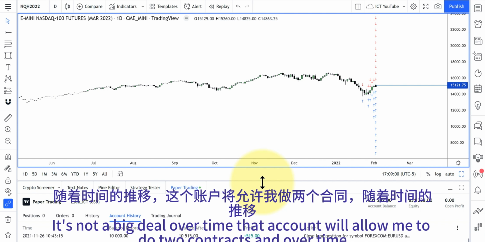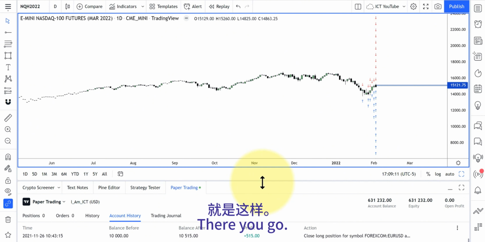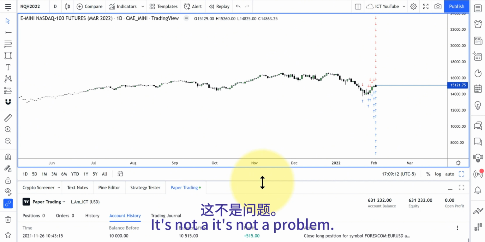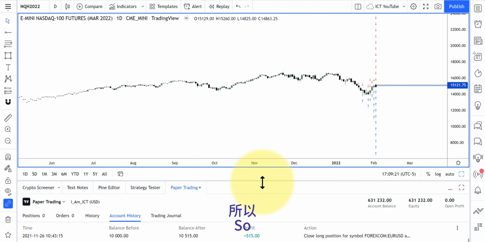It's not a big deal. Over time, that account will allow me to do 2 contracts. And over time, it'll allow me to do 4 contracts. And then 8 contracts. And then 16. And 30. There you go. Okay? It's not a problem. It's not an impediment. It's not a barrier. Okay? It just means that you have to grow the account.